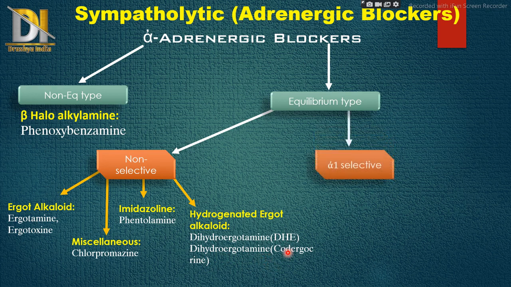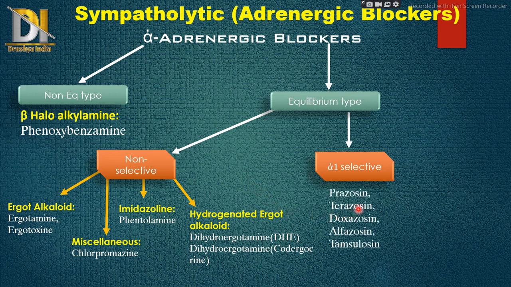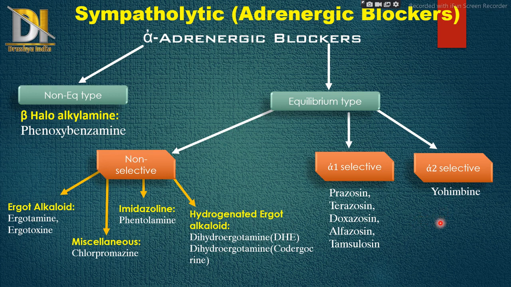First one was non-selective. Now the second one is alpha 1, which means it mainly shows action on alpha 1 receptor, in which there are mainly 5 drugs: prazosin, terazosin, doxazosin, alfuzosin and tamsulosin. Now we can see one common pattern here: all the alpha 1 selective blockers end with the suffix zosin or osin, so we can easily remember it. And the last class is alpha 2 selective. It contains only one drug, yohimbine, which is of natural origin.